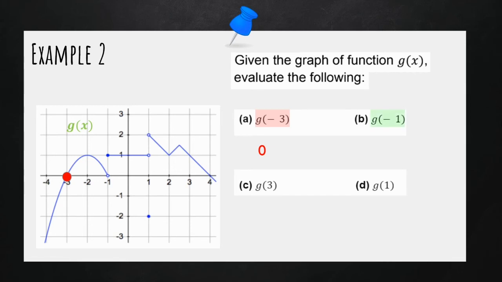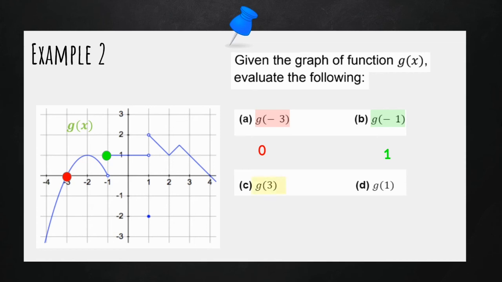Here we go in part B, g of -1, so that x is -1. But when you go where your x is -1, you have two different points. One that has an open circle, one that has a closed circle. Now remember that if you have an open circle, it is not included, so you're going to choose that point that has that closed circle. So that y value is 1, so my answer for B is +1.